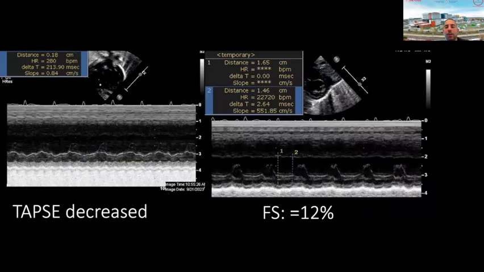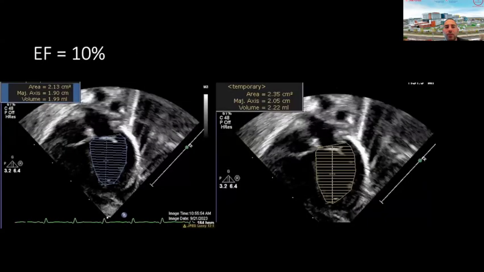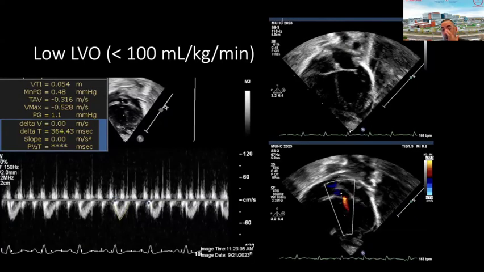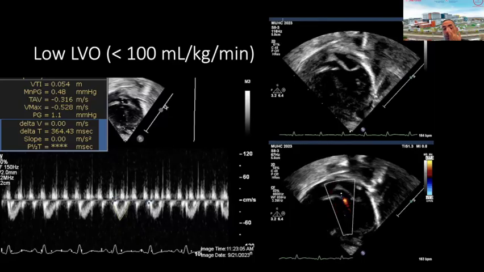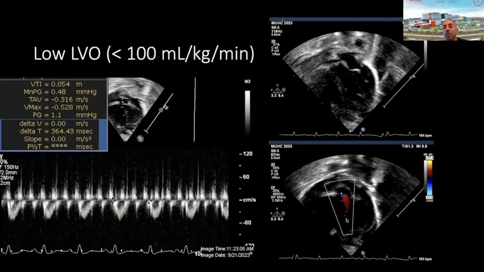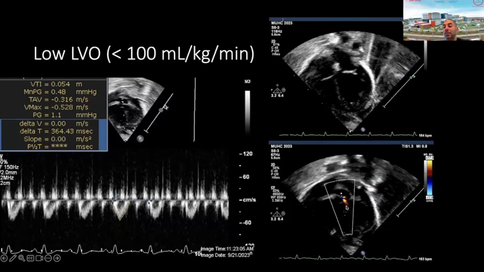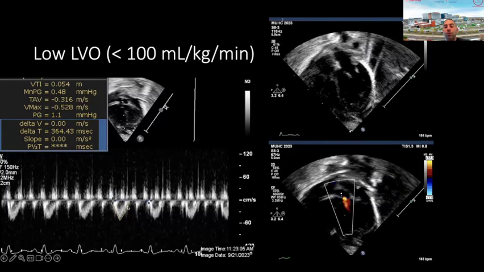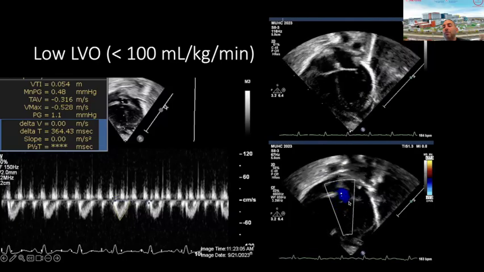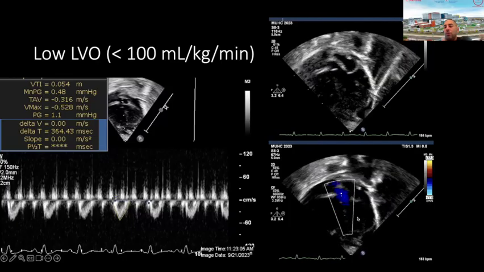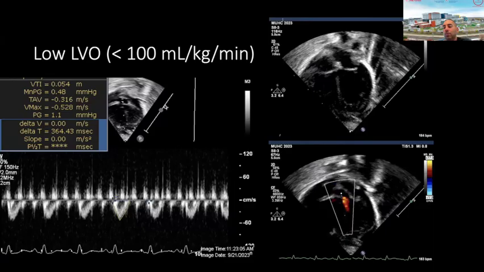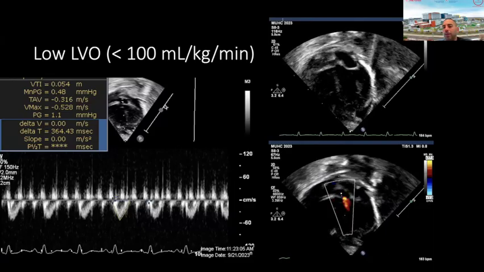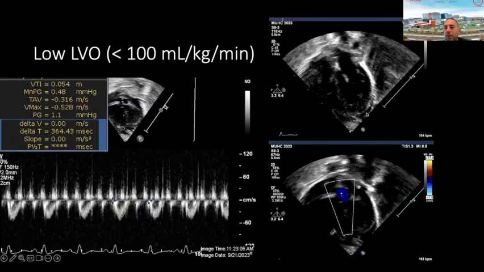This is the TAPSE. Your shortening fraction was 12%. Your ejection fraction was 10%. This is your LVO. It was calculated, I think, at 65 cc per kilo per minute. You also see significant aortic insufficiency. So although you have some forward flow, part of this forward flow actually comes back to the left ventricle, and this can also increase LV end-diastolic pressure, and you end up with mural wall tension and coronary hypoperfusion.